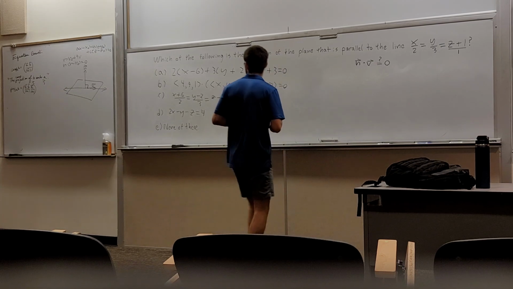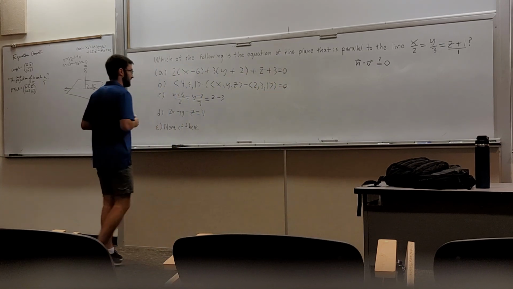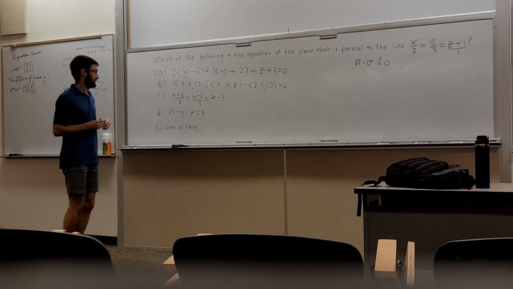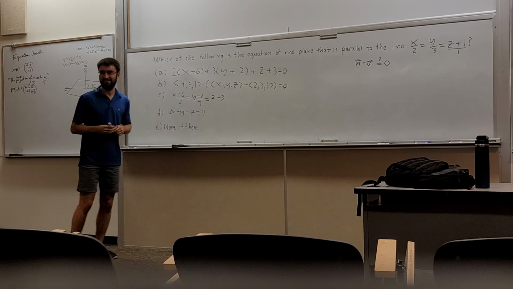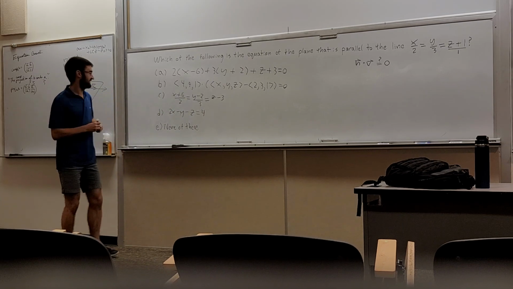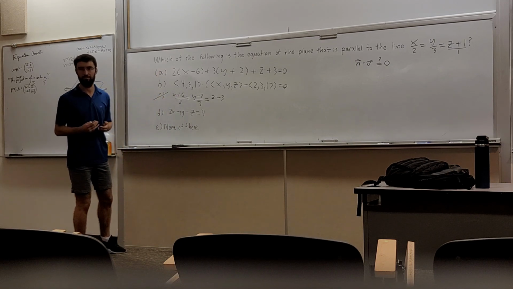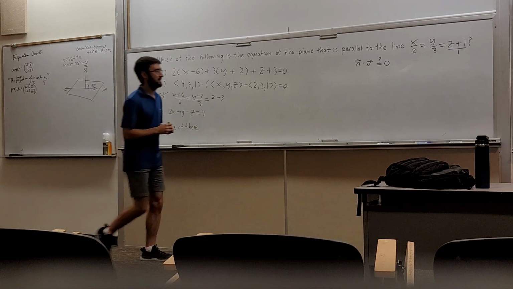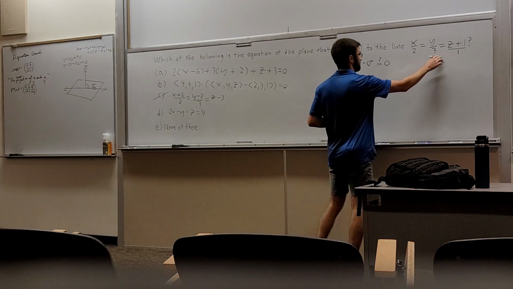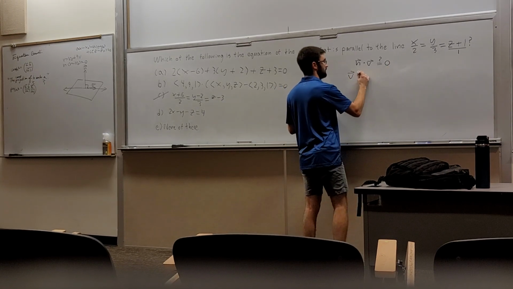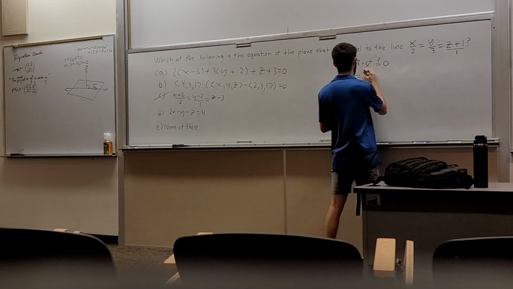Okay. First of all, not all of these are actually planes. You actually see number C, that's a line, so we know that's not going to be the answer, right? So we can just cross this out because we're looking for the equation of a plane, not the equation of a line. And now let's figure out, what is v here? So v is going to be equal to 2, 3, 1.